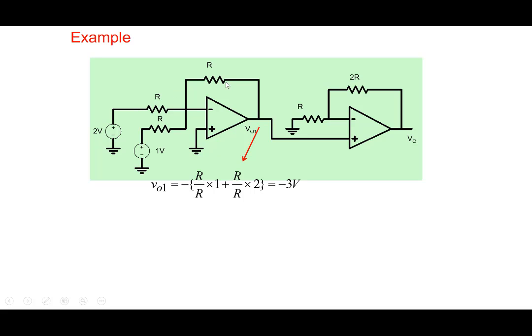So each one is like an inverting amplifier. This one is also like an inverting amplifier. So this is -3 here. This acts as an input to a non-inverting amplifier here. So we can use a non-inverting amplifier's relationship 1 plus R2 by R. So output is -9 here.